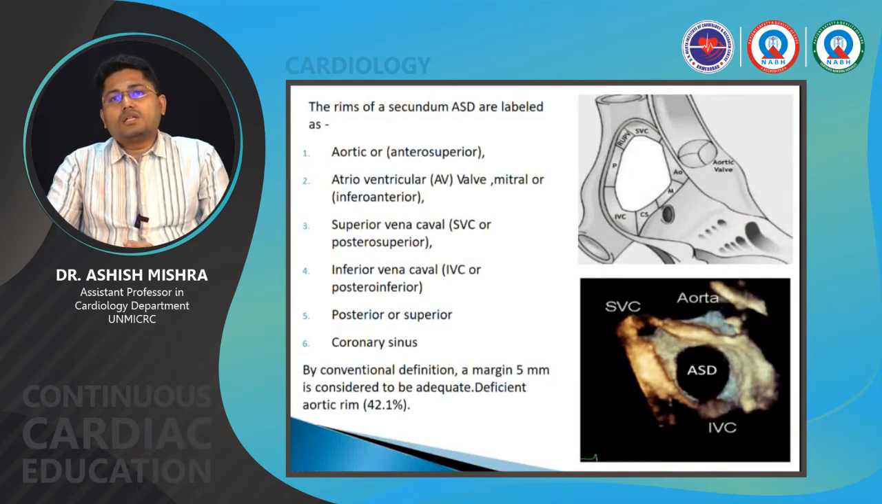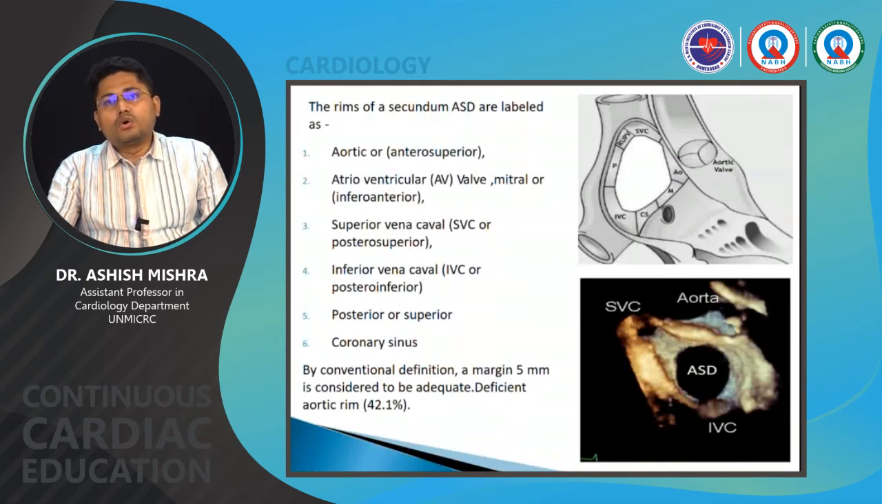In fact, these are acquired in various views. Particularly to see the aortic rim, we have the short axis view at the aortic level in the mid-esophageal view. Then the AV rim or the mitral rim can be seen in the 4-chamber view at transducer angle 0.